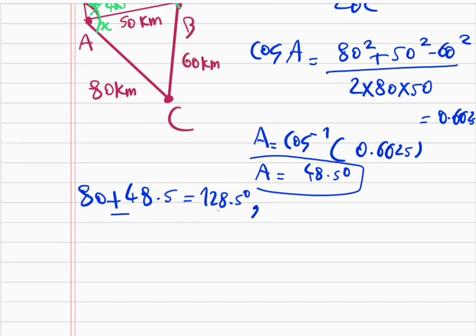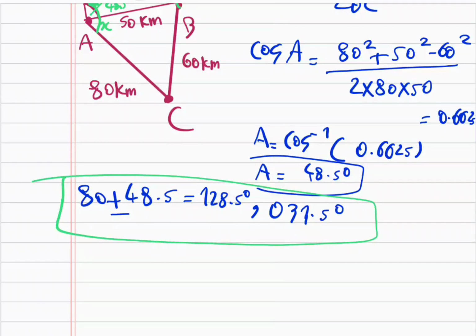So that's the difference. So therefore, as a final answer, we can just write 80 plus or minus 48.5. So that means we have two answers. Either it's this answer for the addition, or for the subtraction, when we subtract, we get basically 31.5 degrees, like this. So it's very interesting to take this into consideration.